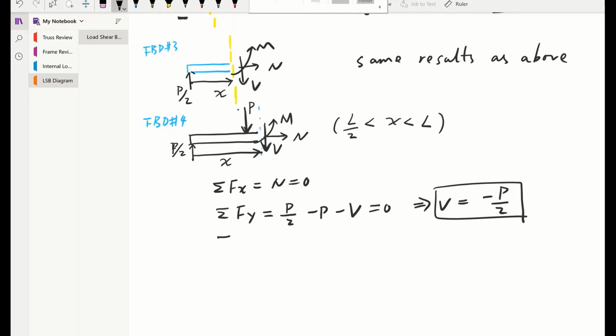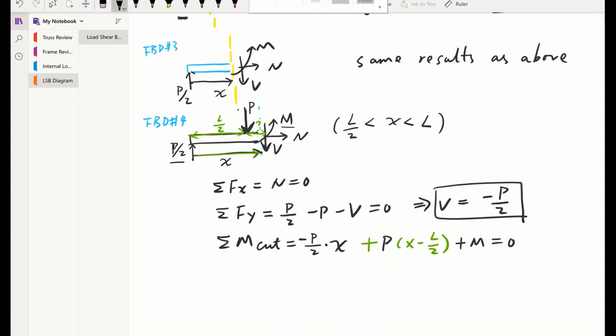Okay. Now we're going to do moment about where we cut. First, P over 2, the moment arm will be x, and that's clockwise rotation, so it's negative. Then we'll have this force P. What's the moment arm? That moment arm will be the distance from here to where you cut. What's that value? Think about this: from here to here is L over 2, and this entire length is x. So the moment arm will be x minus L over 2. That makes it counterclockwise rotation, so it's positive. Now, the last thing to add into this equation is the moment you're solving. This moment happens to be counterclockwise, so it's going to be plus M, that equals 0.